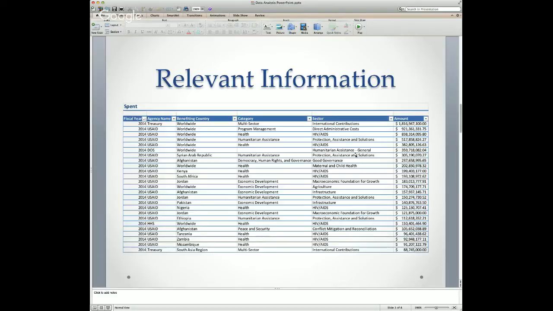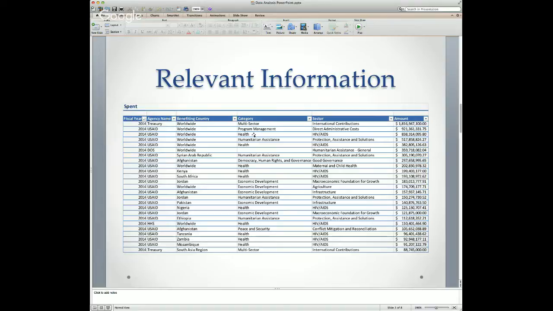So what's the relevant information? As you see, first we have the fiscal year. This is 2014. Like I said earlier, it goes from 2004 to 2014. Then we have the agency name, the Treasury, the USAID, then the benefiting countries. There are worldwide programs, and then there are individual country programs like Afghanistan, Kenya, South Africa, Jordan. Then the category. So this is what the money was actually spent on.